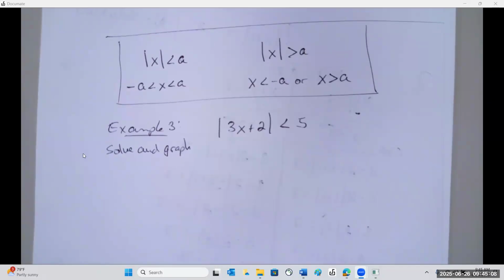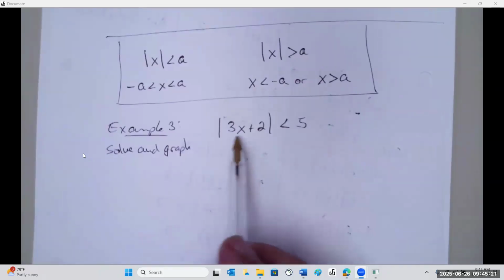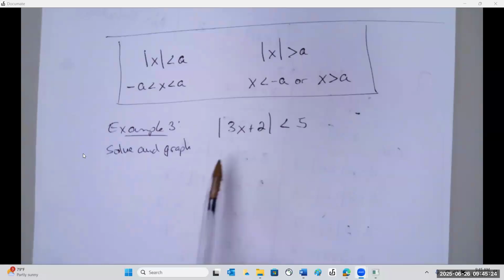So your first step is always to do what? Or no, you can't do anything inside. You have to get what by itself? Get the absolute value. Isolate the absolute value first. Check, it's there. Now we can drop the absolute value.